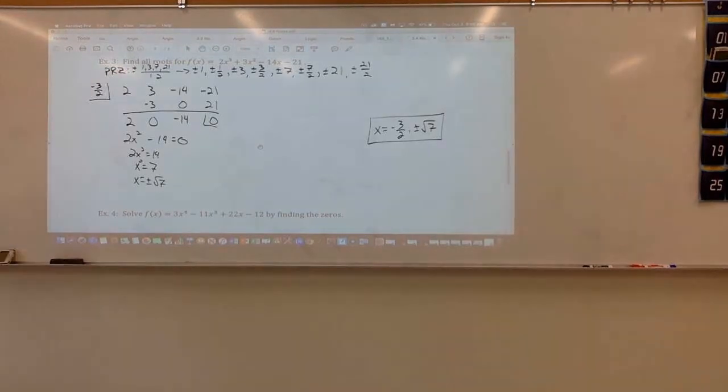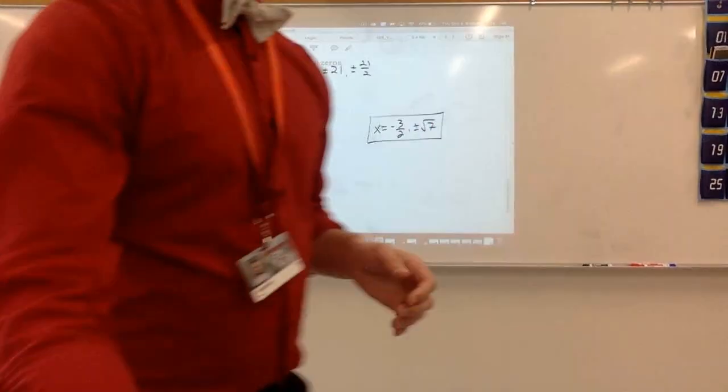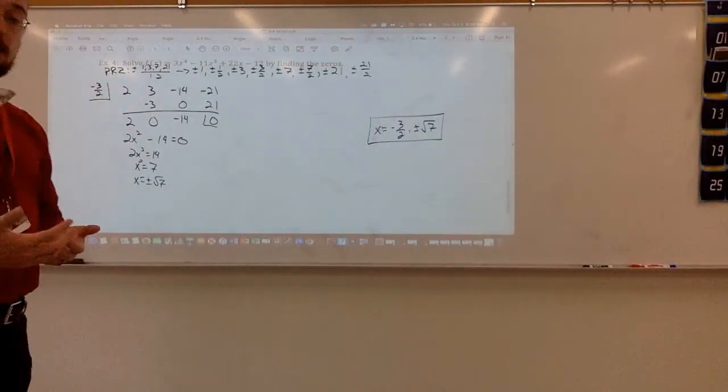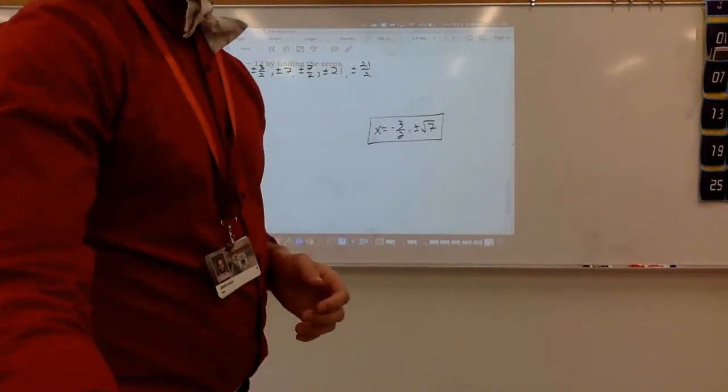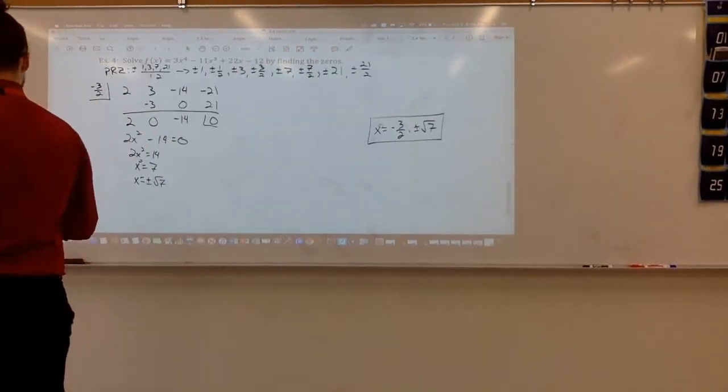Alright, let's do one more then here. This one we have a fourth degree for the last example on here. Okay, so first step is to find possible rational zeros. So take all the factors of the constant over all the factors of the leading coefficient.